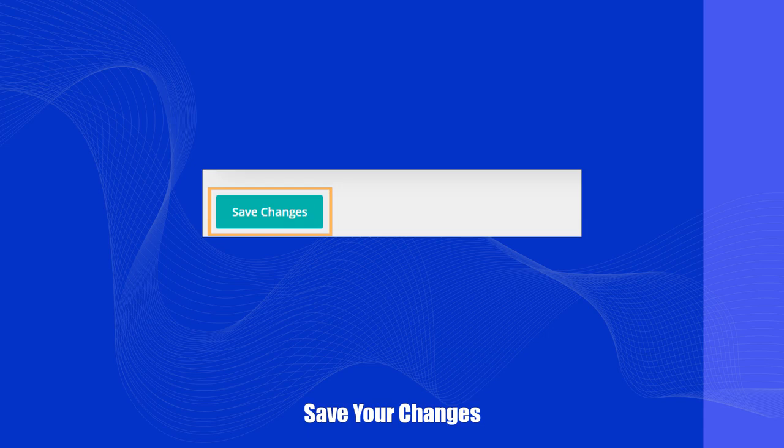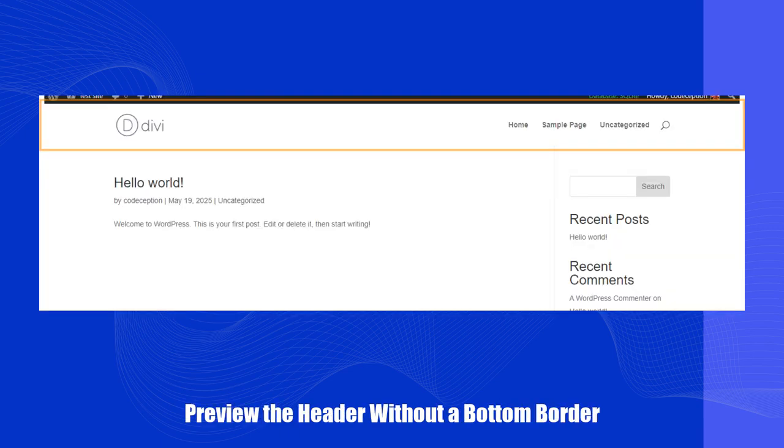Once you've added the custom CSS in the Theme Options panel, scroll to the bottom and click the green Save Changes button. This ensures your update is applied and live on your website. Now that you've made the changes, visit your website to preview the updated header. You should see that the bottom border or shadow has been completely removed, leaving you with a sleek and seamless header design that enhances the overall look of your site.